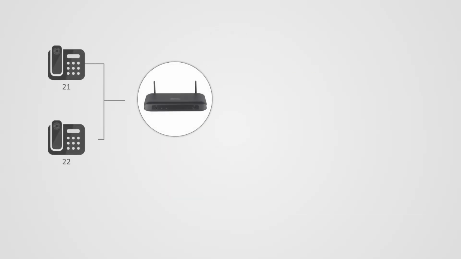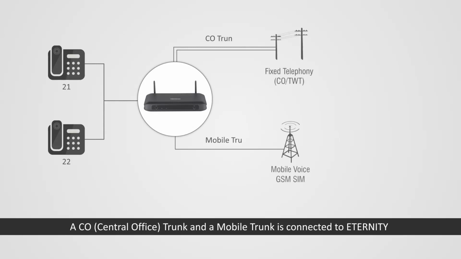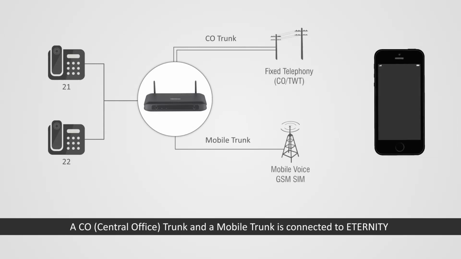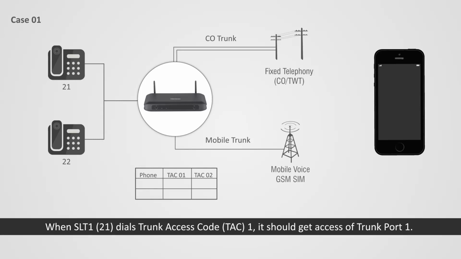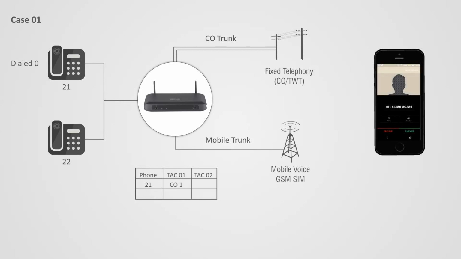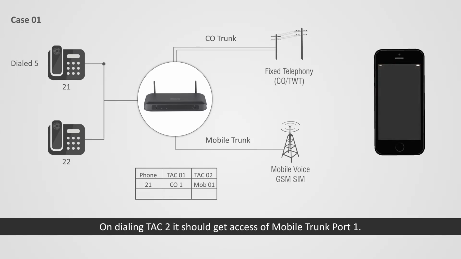Consider a scenario, a CO (central office) trunk and a mobile trunk are connected to Eternity on CO port 1 and mobile port 1 respectively. Case 1, when SLT1, that is 21, dials trunk access code TAC1, it should get access of CO trunk port 1. On dialing TAC2, it should get access of mobile trunk port 1.